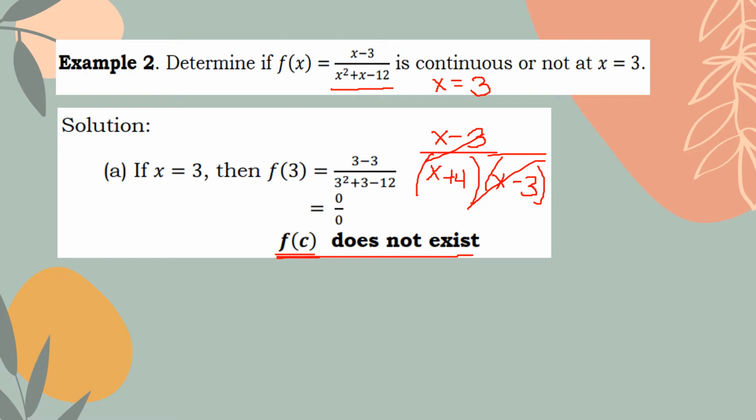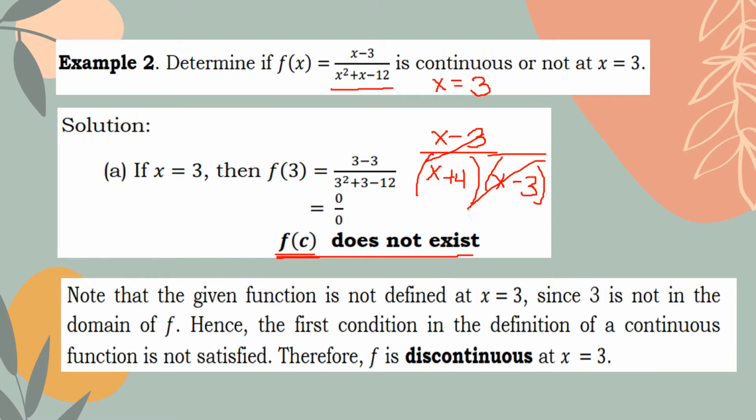Like, what did kayo makitaan sa graph? Okay, meaning to say there is a hole. Ma-cancel ganin ang usa ka factor, meaning to say that value is a hole. Naka-block sa graph. And that is, if x is equal to 3, wala tay answer. Note that the given function is not defined at 3 since 3 is not in the domain of f. Okay? Klaro kayo. It is not in the domain of f.